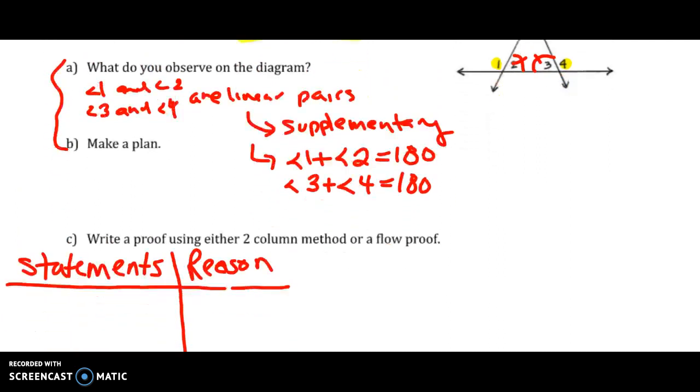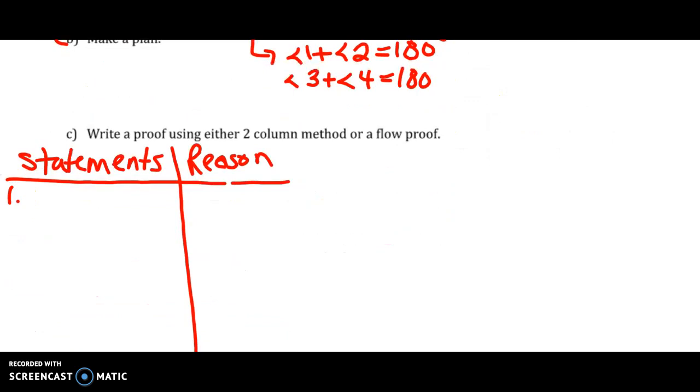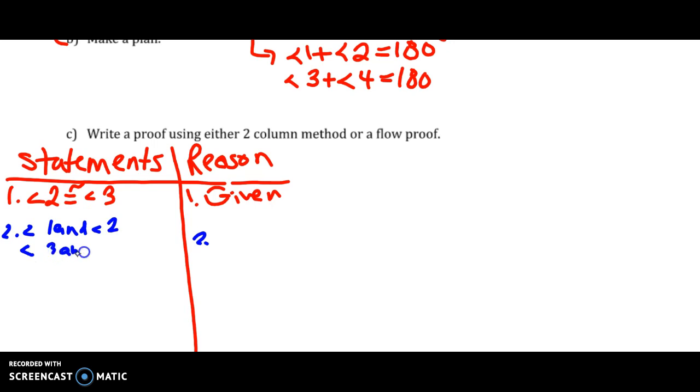So we are given angle 2 is congruent to angle 3. We know that should be our first statement. If they give us information, we have to state that right off the bat so that we can use it and build from it. All right, I'm going to use what I identified or observed in the diagram for my next statement. Angle 1 and angle 2, angle 3 and angle 4 are linear pairs. Definition of a linear pair.